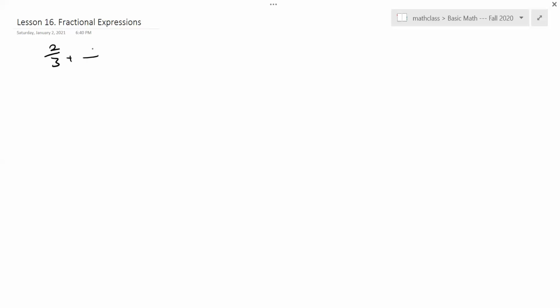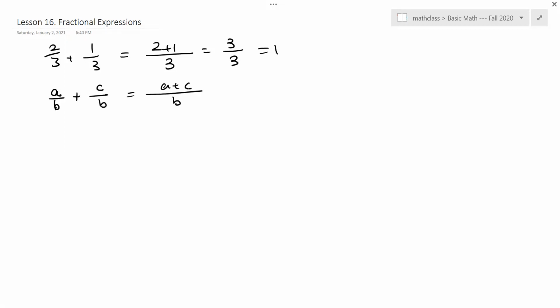Like 3 over 2 plus 1 over 3, right? Because they have a common denominator, so then you get 2 plus 1, so the numerator will be 3 over 3. It's just equal to 1, okay? Now, formula, okay? If we say formula, we are not going to have specific numbers there. So if a fraction we denote by a over b, right? And another one will be c over b, then both have the same denominator. Then you add them together, it's a plus c over b.